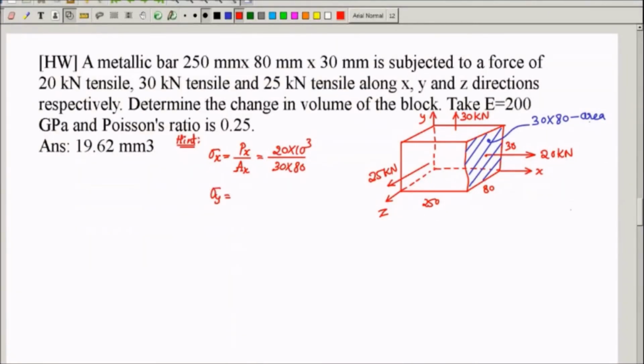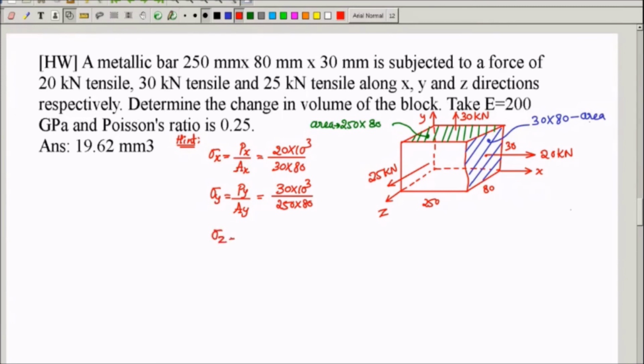Similarly, sigma y is Py by Ay. And Py is what? Load along y direction. And Ay is what? Normal area to y axis. So observe 30 kilonewton load is acting on this face. It is normal to this face. And what is the area of that face? This area is 250 into 80. So your sigma y should be written as 30 into 10 power 3 divided by area 250 into 80. So you got sigma y also.